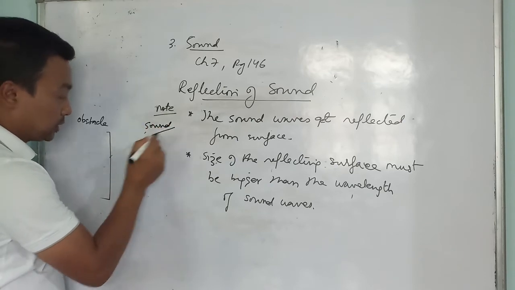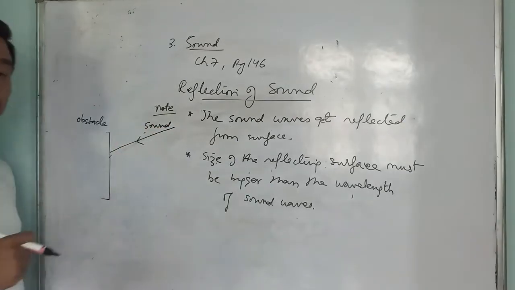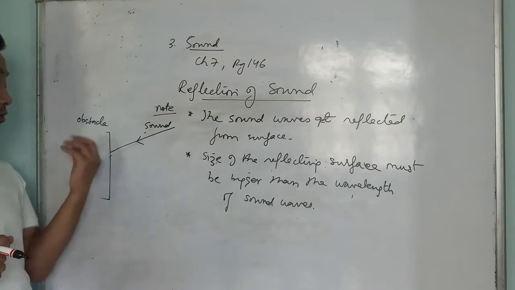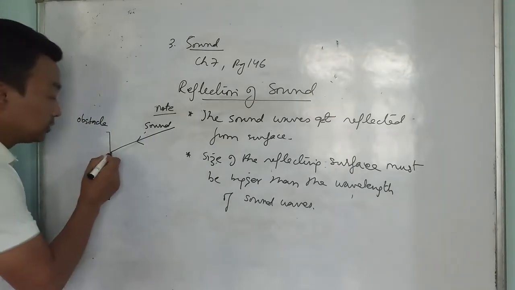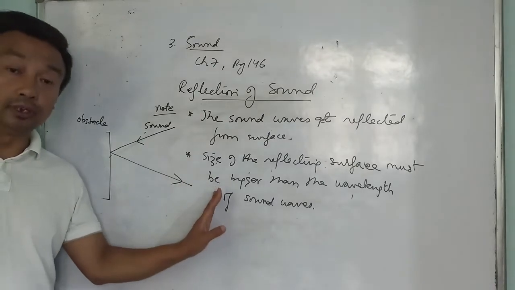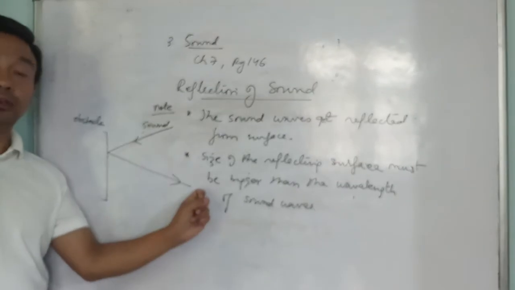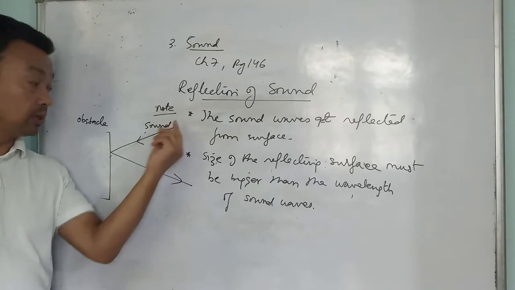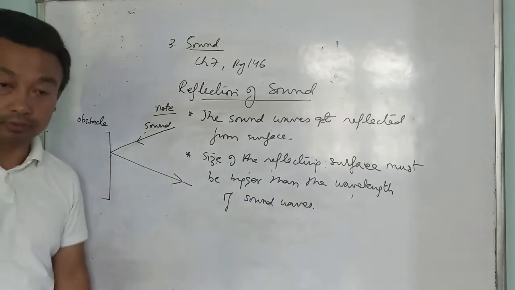Suppose I am showing it in the form of a straight line, but it is actually a wave of sound, and the sound hits the obstacle and gets returned. It returns back in the same medium. But this is not light. Keep in mind, this is sound. I'm just giving you an example.